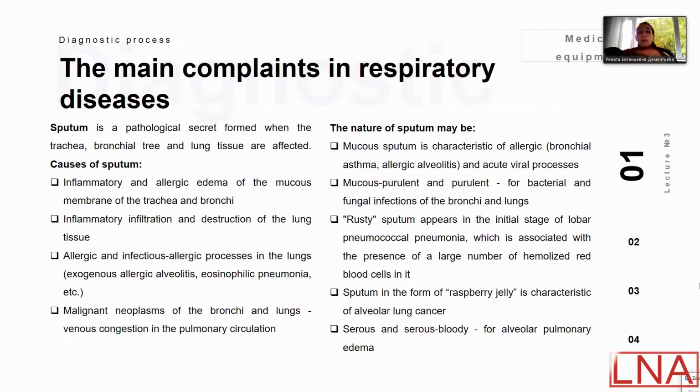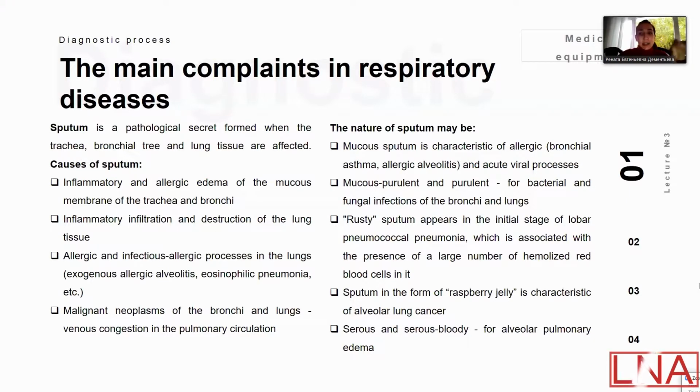By the nature of the sputum, we can divide it by next type. Mucosous sputum is characteristic of allergic type of inflammation like bronchial asthma, allergic alveolitis, and acute viral process. Mucosous purulent sputum is significant for bacterial and fungal infection of the bronchi and lungs. Rusty sputum appears in the initial stage of lobar pneumococcal pneumonia, which is associated with the presence of a large number of hemolyzed red blood cells in it.